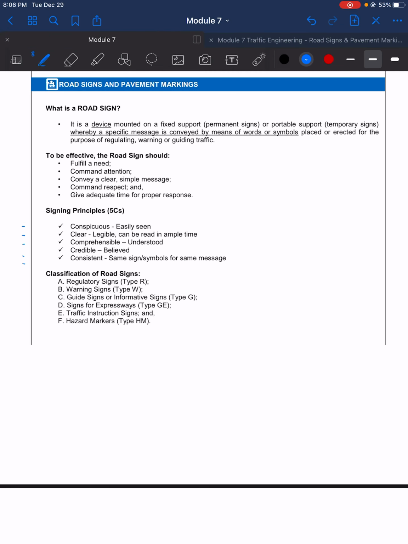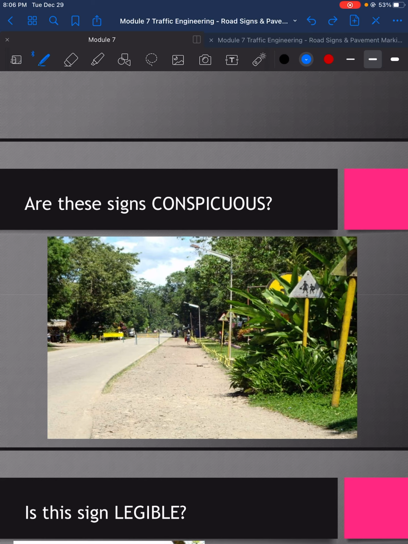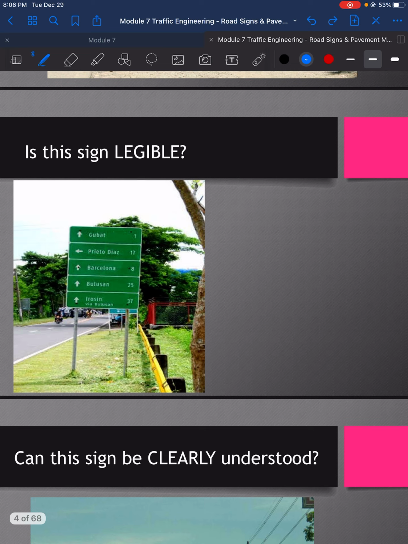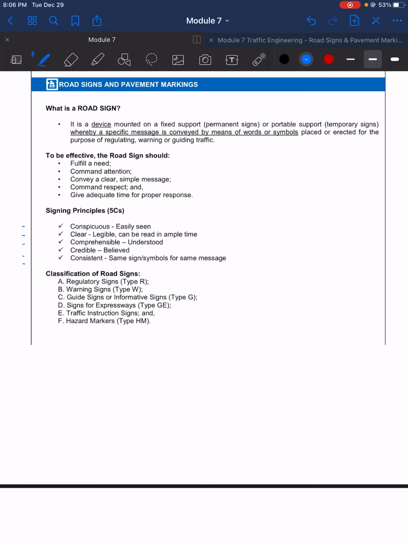Number 2, the road sign should be clear, legible, can be read in ample time. So, how about this? Well, yeah, nababasa siya. Pero kapag nagda-drive ka, of course, you have your speed. Can you read all of them? No. You can only read maybe a maximum of 3. But you cannot read all of them. So, a sign should be legible or it should be read in ample time.